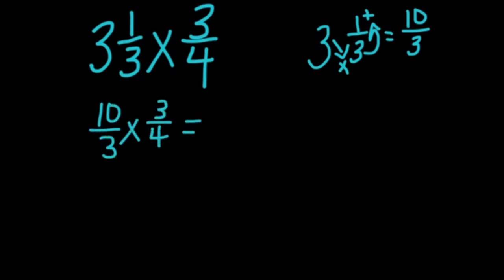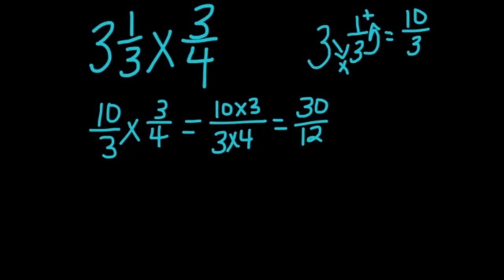And this is just fraction times fraction. So numerator times numerator over denominator times denominator. So 10 times 3 is 30. 3 times 4 is 12. When we look at our answer here, our numerator is larger than our denominator, so that's an improper fraction. So we need to take that and change it to a mixed number. So to do that, we take our numerator and divide it by our denominator. So 30 divided by 12. How many times will 12 go into 30? 2 times. 2 times 12 is 24.